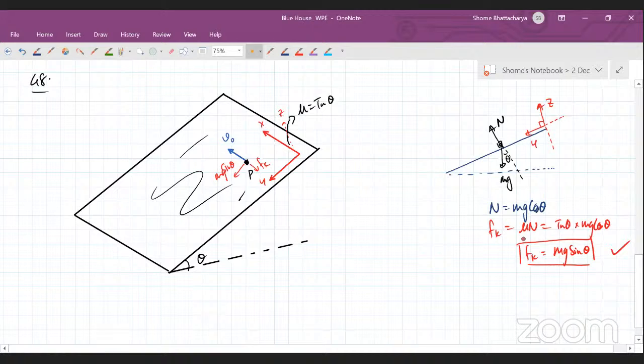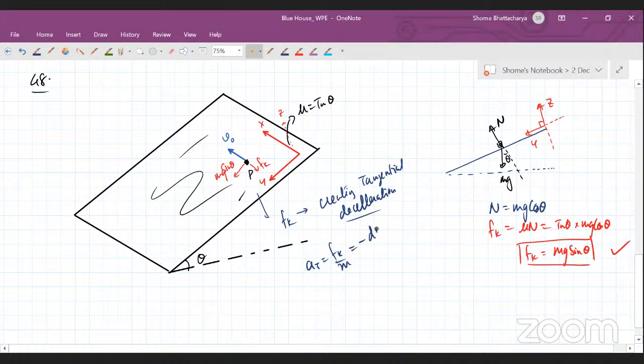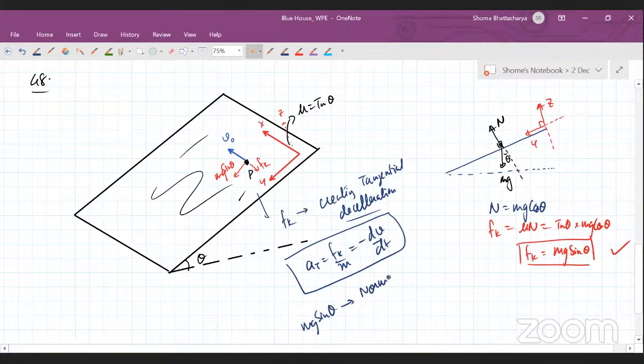Now coming back to this, what we'll understand is that in this diagram, kinetic friction is creating tangential deceleration. So your tangential acceleration, which is kinetic friction divided by mass, is minus dv by dt. It's the rate of change of speed. Whereas mg sin theta is providing normal acceleration, because it is perpendicular to the velocity. So what it does is it turns the velocity vector.